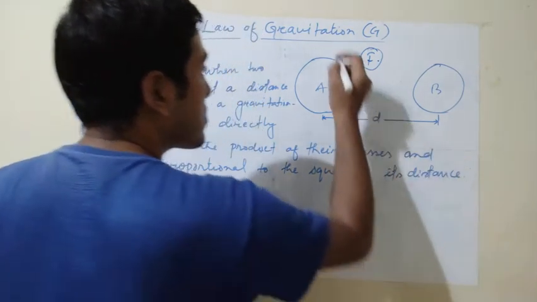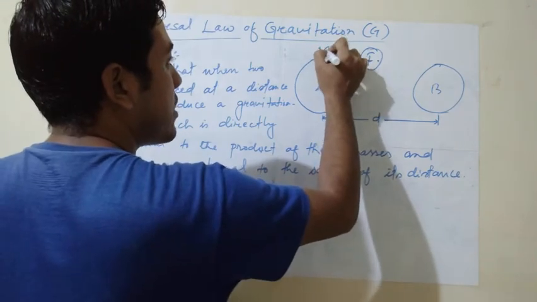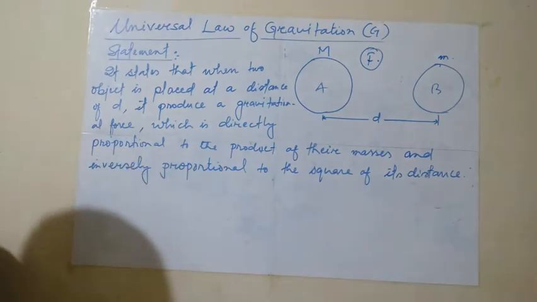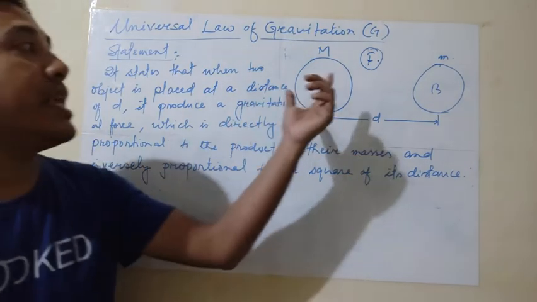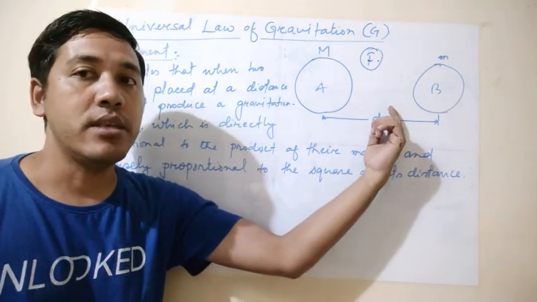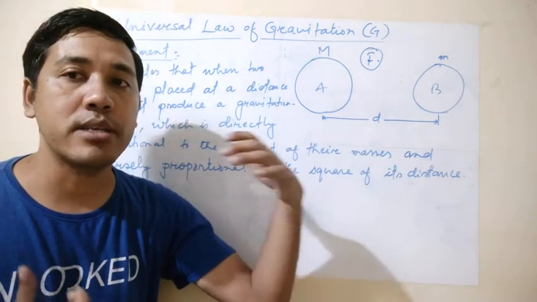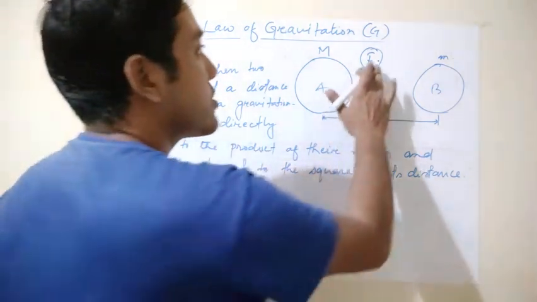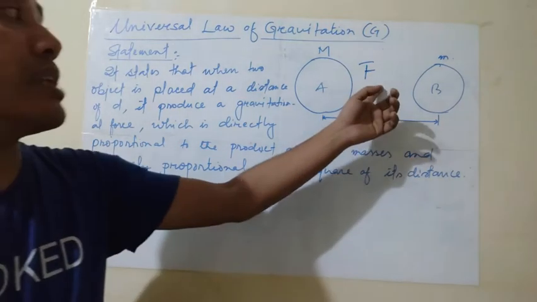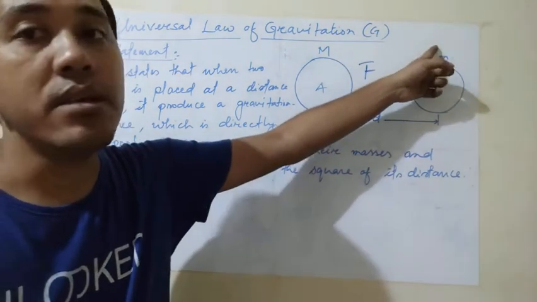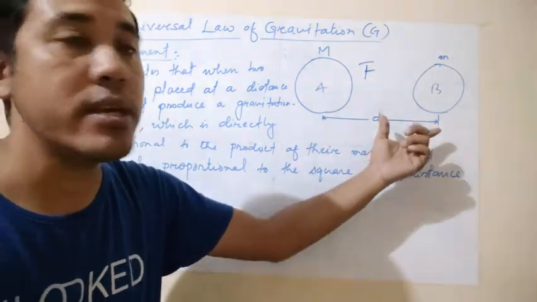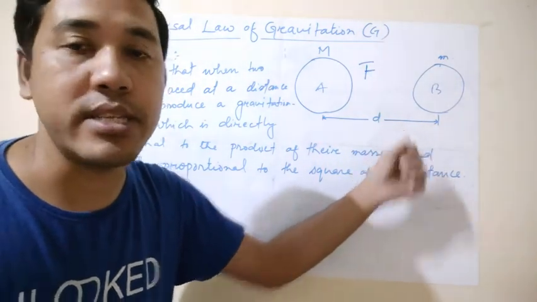Now say the mass of A is capital M, and the mass of B is small m. According to this statement, when we place these two objects at a distance of d, it produces one gravitational force. Say F is the gravitational force, right? This F is directly proportional to the product of their masses, that is M into m, and inversely proportional to the square of the distance.